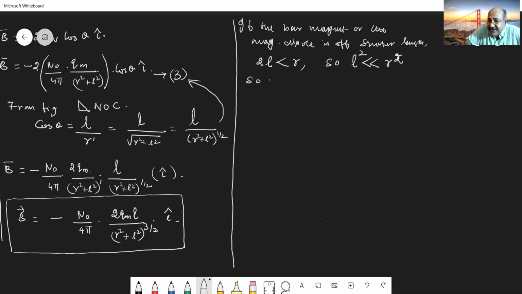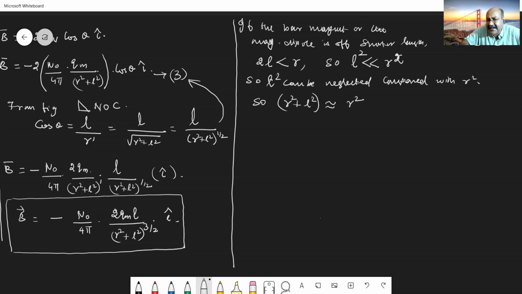So what is the approximation? L square can be neglected when it is compared with R square. So R square plus L square is nearly equal to R square. If it is (R square plus L square) to the power of 3 by 2, I can say that it is R square to the power of 3 by 2, the 2 will get cancelled. So that value will be nearly equal to R cube.